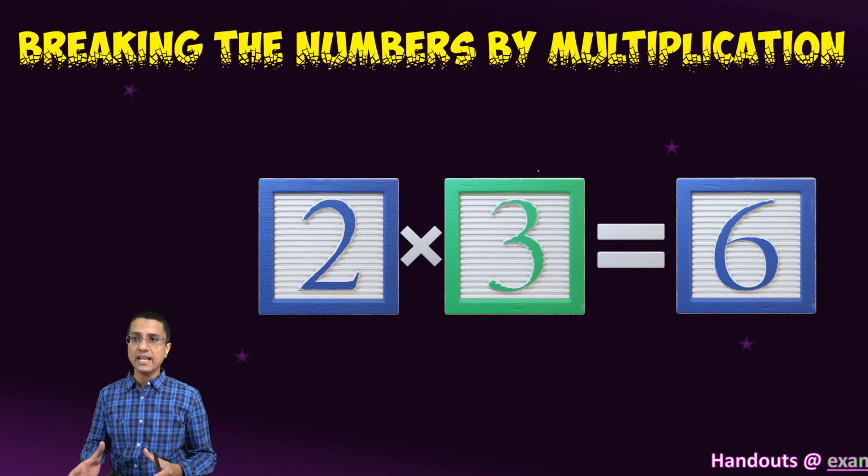This fact is represented using what we call a factor tree. A factor tree is a visual aid, an easy way to factorize a number. So here the number is 6. I am factorizing it into two of its constituents, 1 and 6. And of course, when I multiply the two constituents 1 and 6, I get back the number 6.